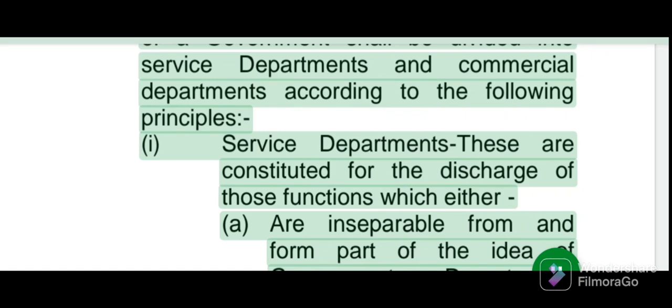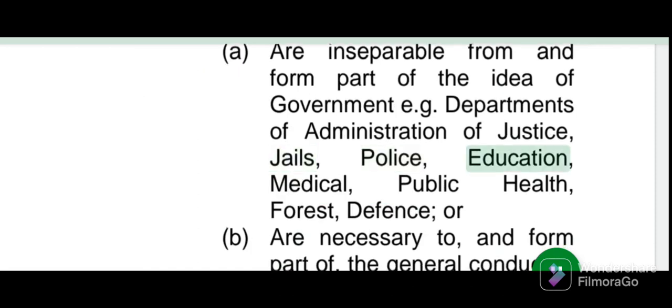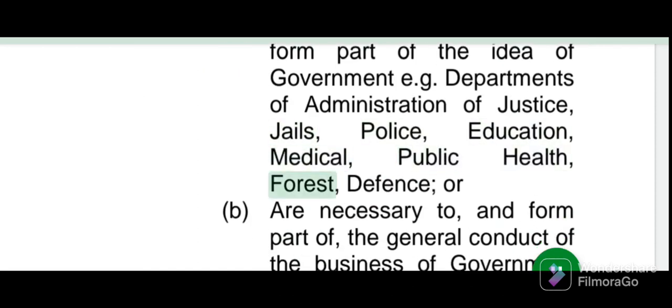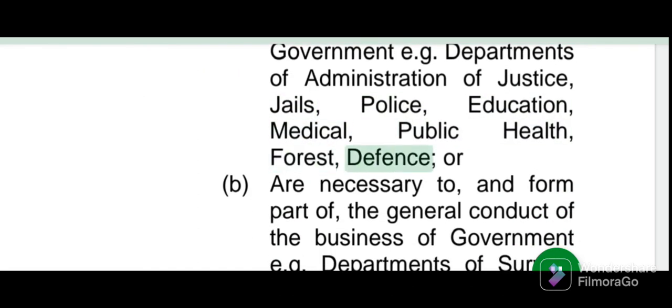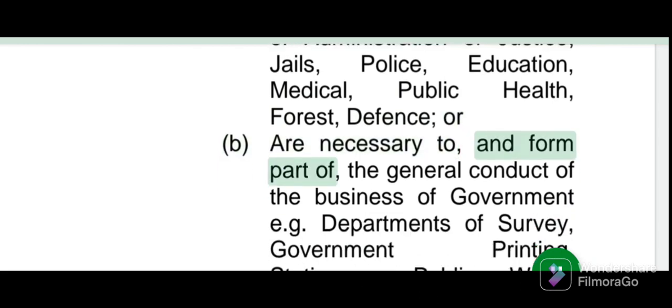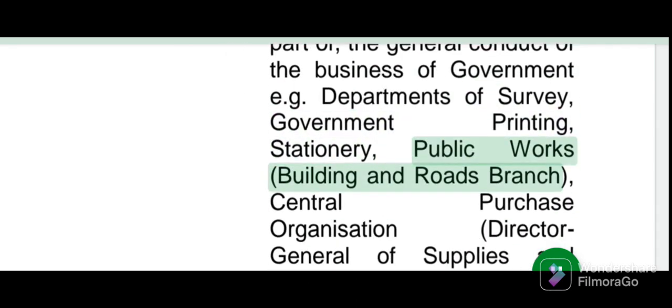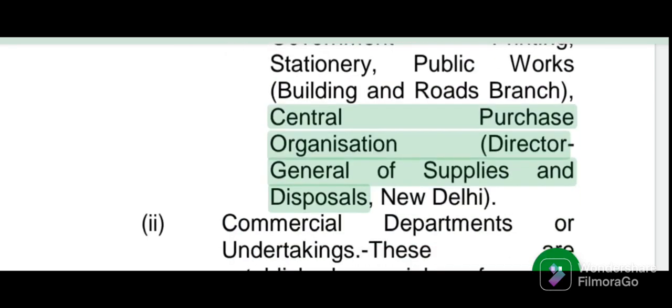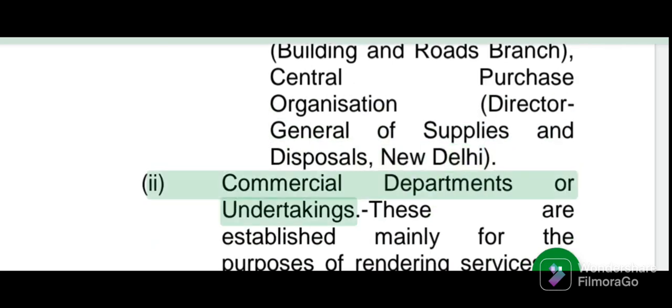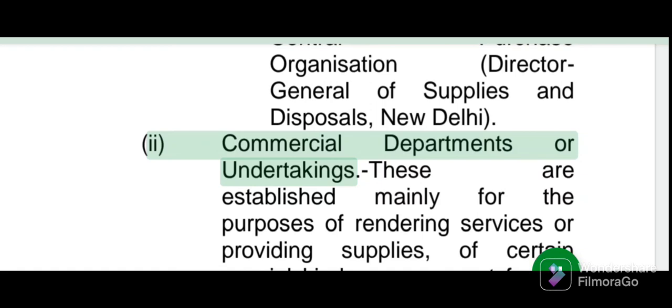These are constituted for the discharge of those functions which either (a) are inseparable from and form part of the idea of government, e.g., departments of administration of justice, jails, police, education, medical, public health, forest, defense, or (b) are necessary to, and form part of, the general conduct of the business of government, e.g., departments of survey, government printing, stationery, public works, building and roads branch, Central Purchase Organization, Director General of Supplies and Disposals, New Delhi. Commercial departments or undertakings.